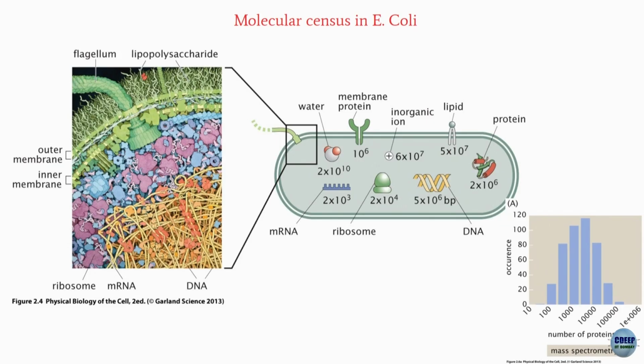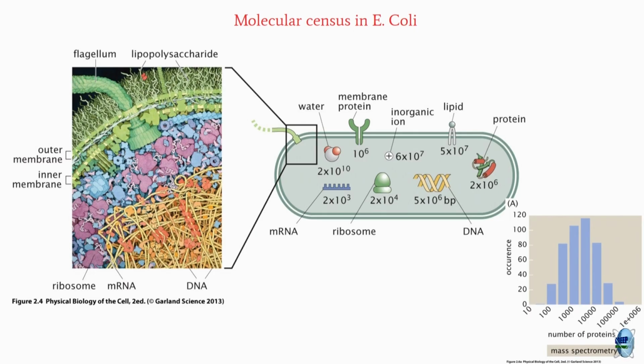This book, Physical Biology of the Cell, the Rob Phillips and company book, does a very nice number estimation, just to give you a sense of the numbers that are involved. Like we said, this cell is of the order of microns, so the volume is roughly a few micron cubed. And if you look at the number of particles of each species present, DNA is of course 10 to the power of 6 base pairs. If you think about proteins, there are again 10 to the power of 6 proteins.